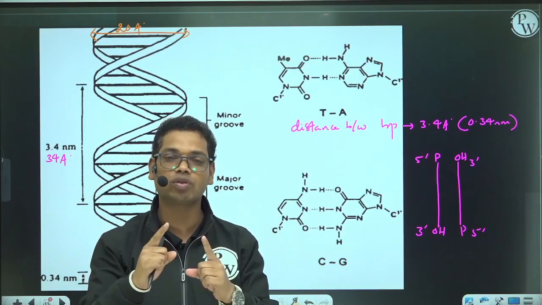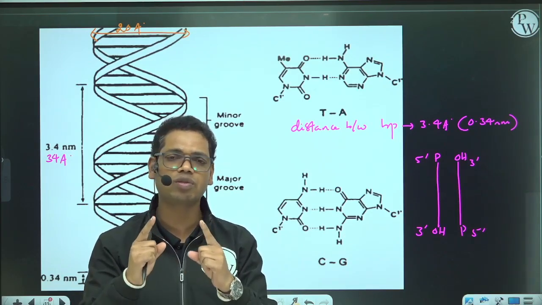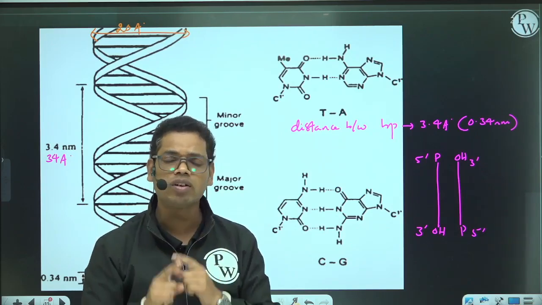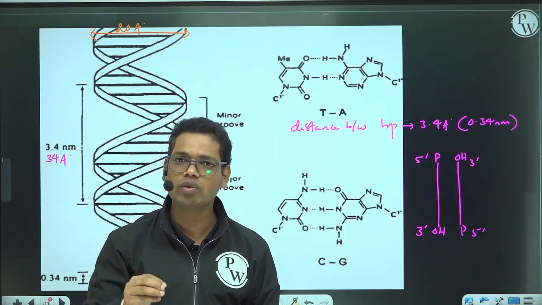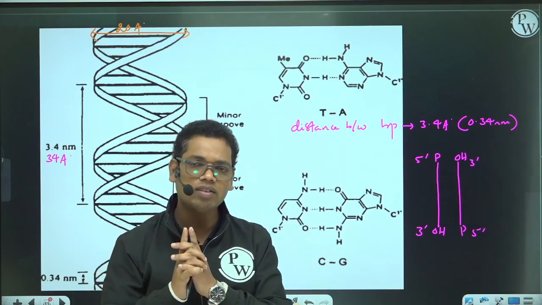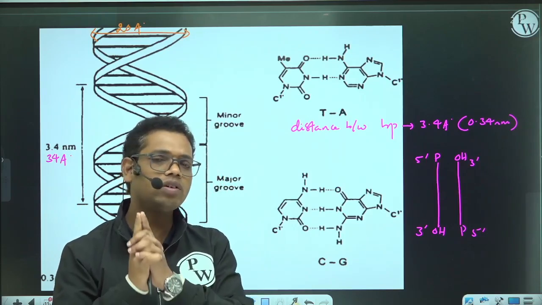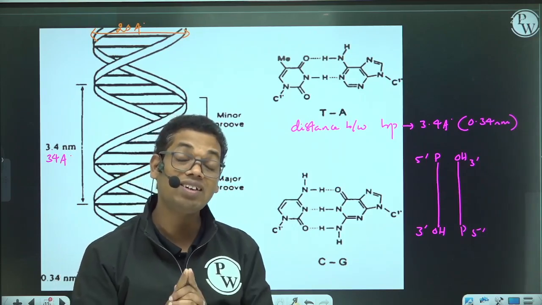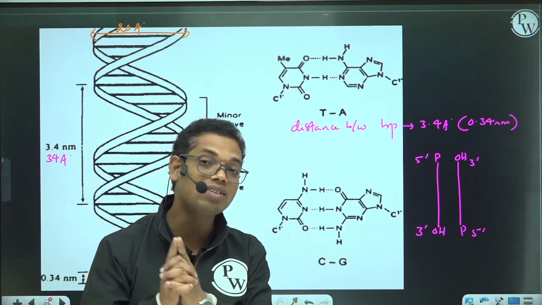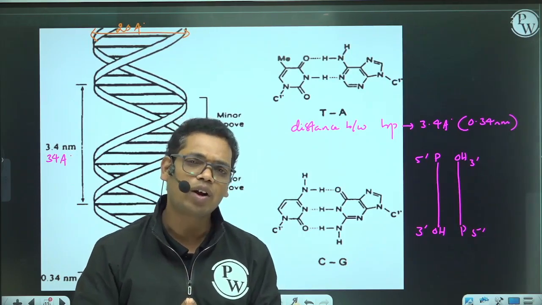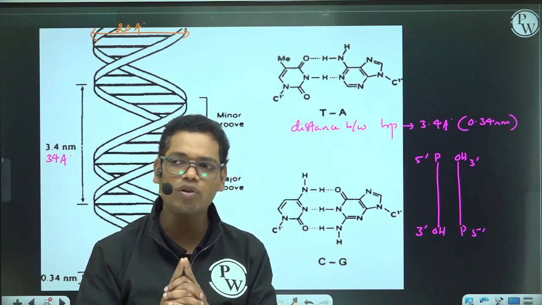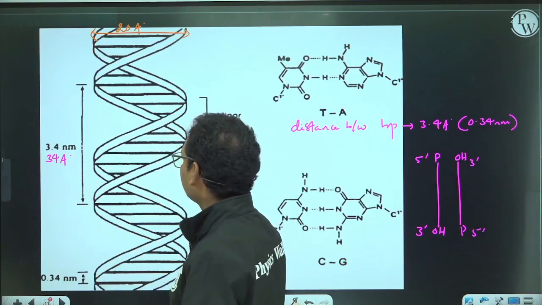And the main force which is responsible for stabilizing the DNA is the stacking force, not the hydrogen bond. Very, very important. Many students have this misconception that the main force responsible for stabilizing the structure of DNA is the hydrogen bond. No, that is incorrect. The main force is the stacking force. The hydrogen bond is also responsible, but when I talk about the main force, it is the stacking force.